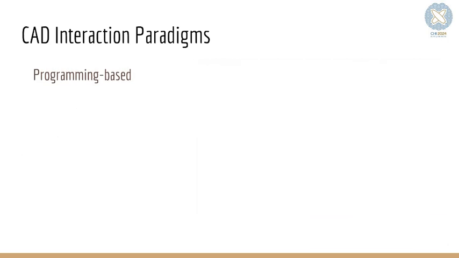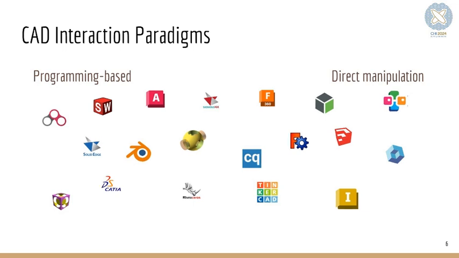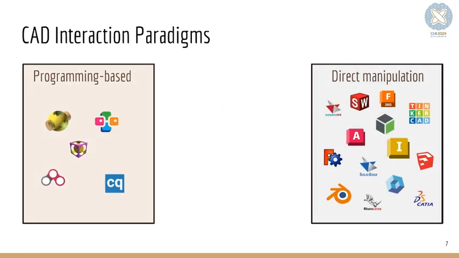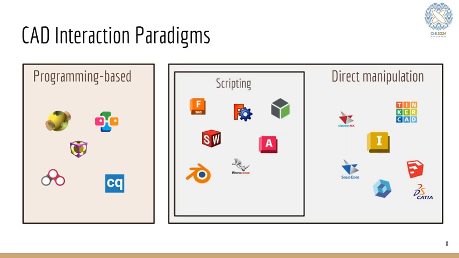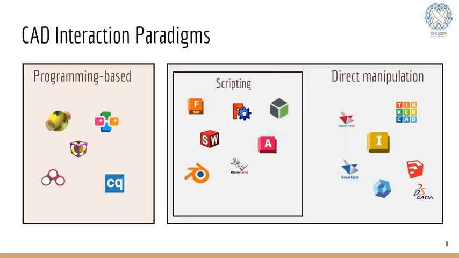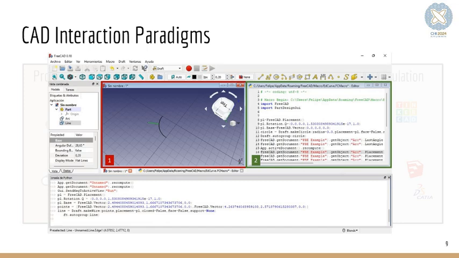Among the vast offer of CAD applications for different purposes, most of them follow a direct manipulation interaction and very few follow a programming-based paradigm. Some of the applications providing direct manipulation interactions allow scripting to perform specific actions. For instance, FreeCAD is a CAD application where users model in the view with direct manipulation interactions. It also allows users to execute Python in a text editor to edit the model.